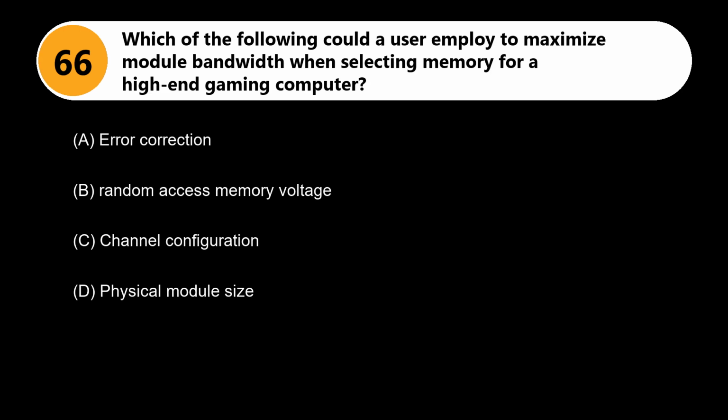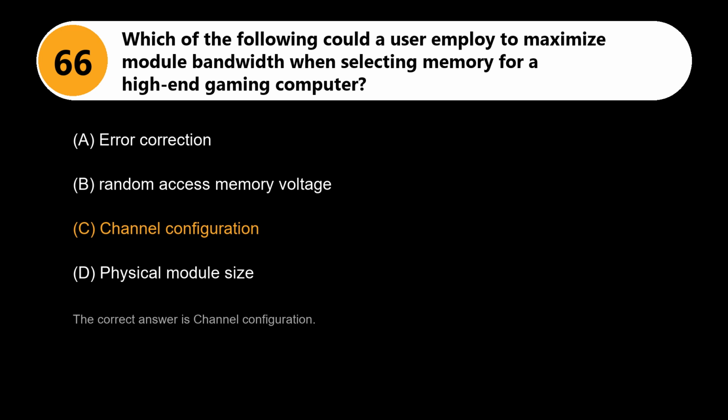Question 66. Which of the following could a user employ to maximize module bandwidth when selecting memory for a high-end gaming computer? Option A, error correction. Option B, random access memory voltage. Option C, channel configuration. Option D, physical module size. The correct answer is option C, channel configuration.